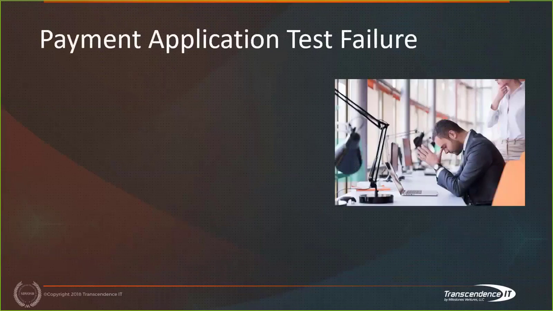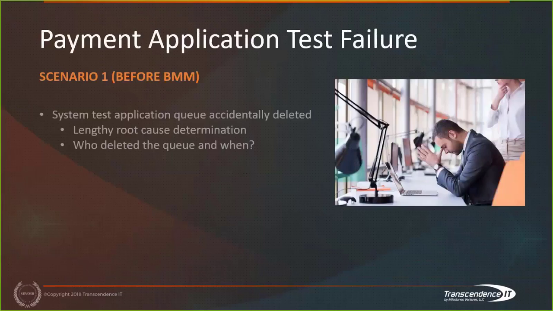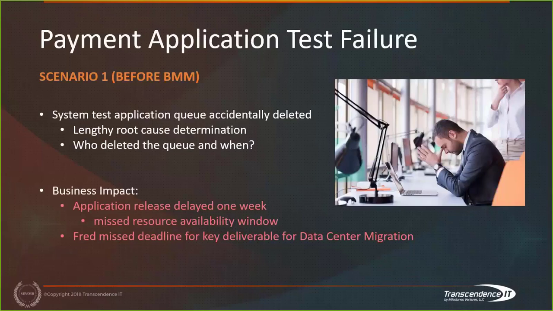Hi, this is Josh again. Let's talk about what we saw in this situation. In the first scenario, we had a peek at Harry's application that was under development. A critical queue for testing was deleted, but it took a long time to figure out the problem, and even then, it was very challenging to figure out who deleted the queue. As a result, the application was delayed, and an important deadline was missed.